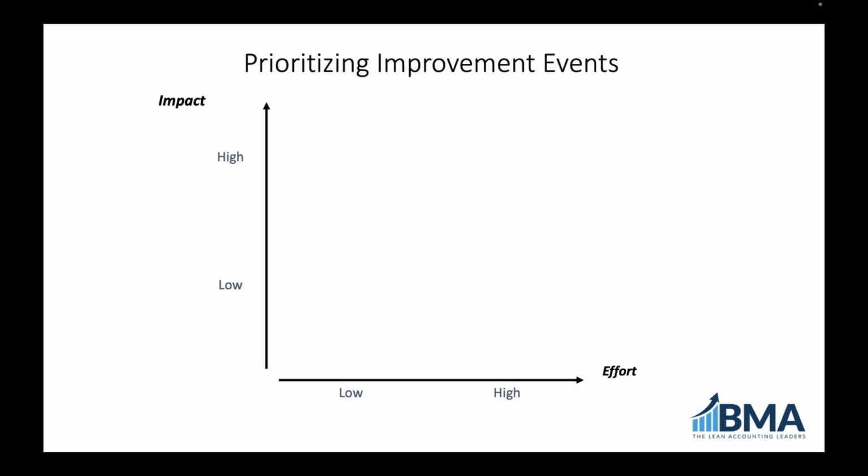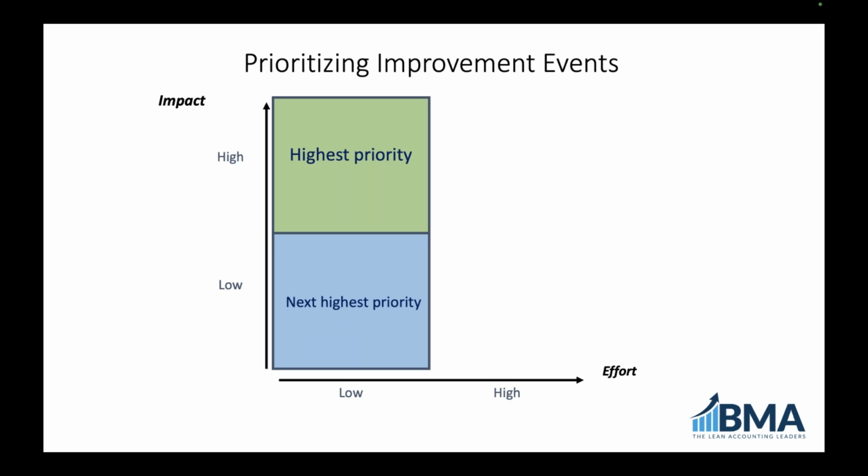And finally, how do you prioritize improvement events? You want to look at the impact of an improvement event. Is it high or is it low? And you want to look at the effort, low or high. The improvement events that you feel have the highest impact with the lowest effort, get those done first.